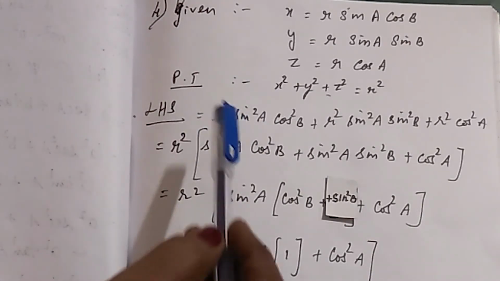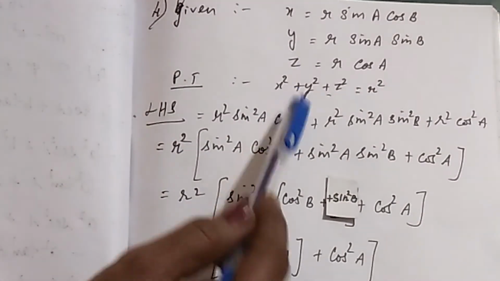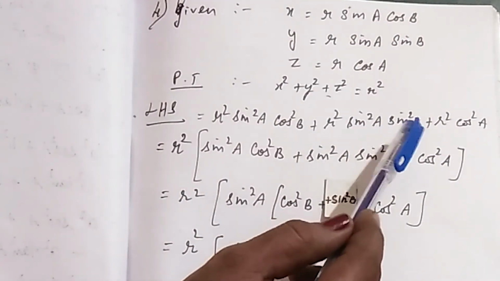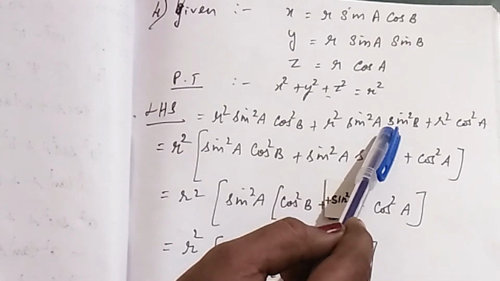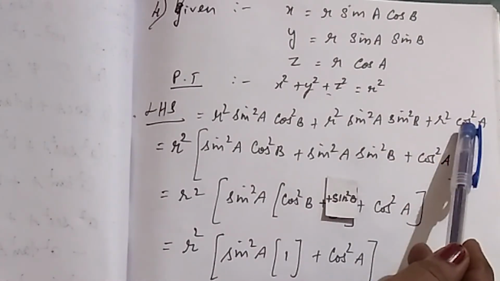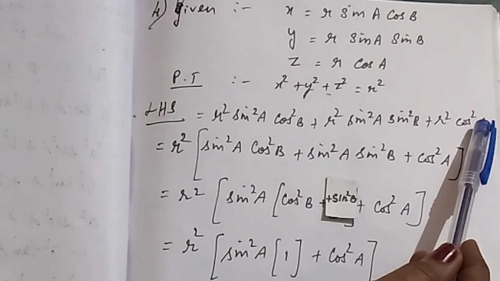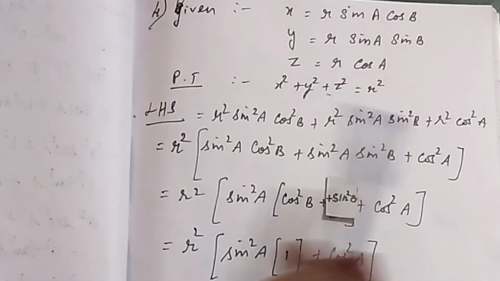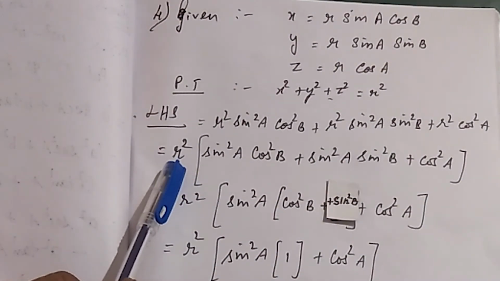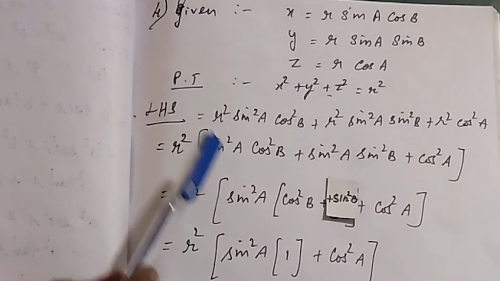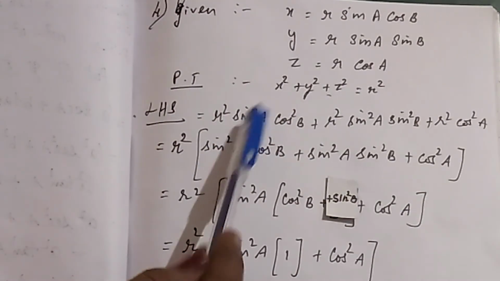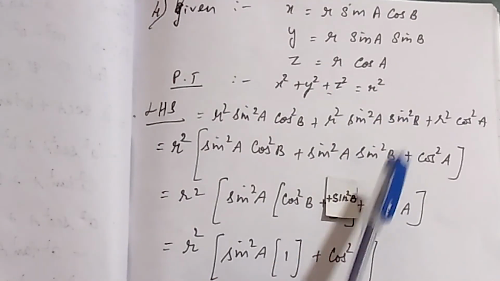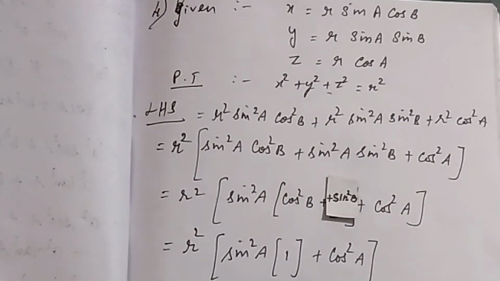Now square it, you will get r squared sin squared a cos squared b, that is x squared, plus r squared sin squared a sin squared b, that is y squared, plus r squared cos squared a, that is z squared. Okay. Next what you will write, in these three r squared is common. So take the common outside the bracket. Okay. So r squared, inside the bracket you will write sin squared a cos squared b plus sin squared a sin squared b plus cos squared a.